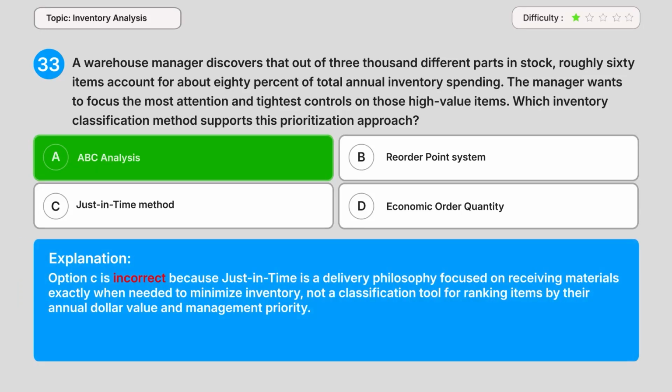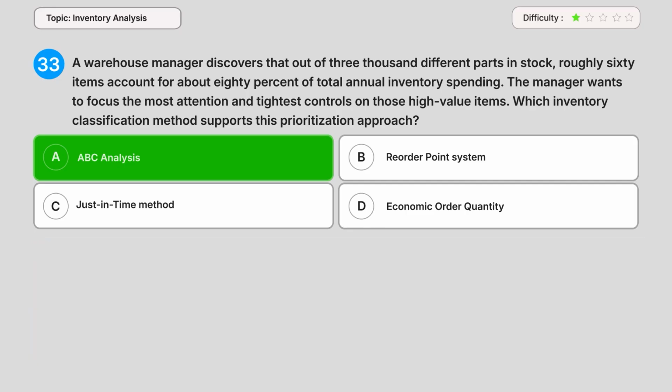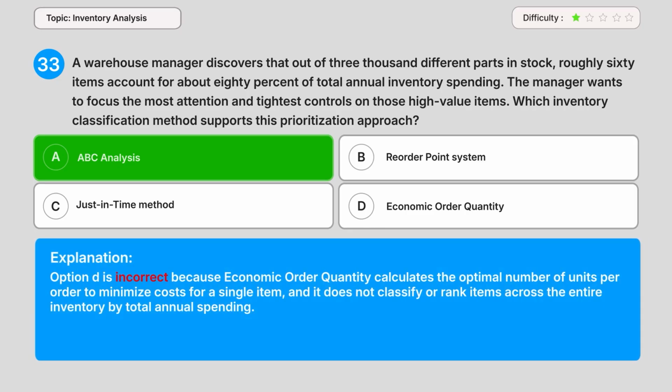Option C is incorrect because just-in-time is a delivery philosophy focused on receiving materials exactly when needed to minimize inventory, not a classification tool for ranking items by their annual dollar value and management priority. Option D is incorrect because economic order quantity calculates the optimal number of units per order to minimize costs for a single item, and it does not classify or rank items across the entire inventory by total annual spending.